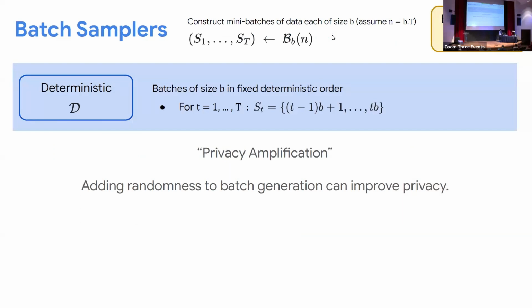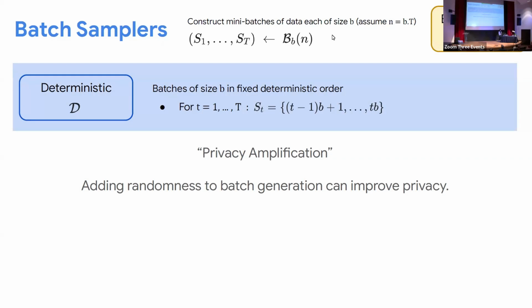Yeah, so I will describe a few types of batch sampling that we consider. The easiest approach to sampling batches is, given the data set of size n, we split it into equal size batches in the order that the examples come in. So basically you take the first B examples and you form a batch, and then the next B, and so on. We call this a deterministic batch order.